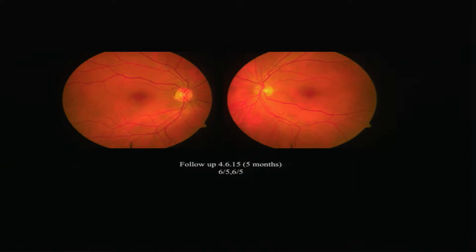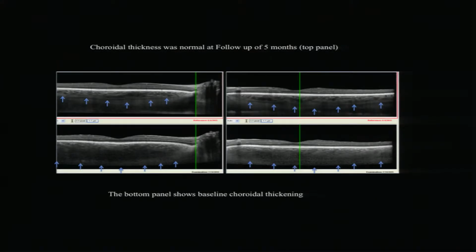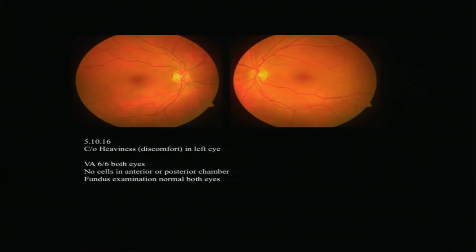So she kept on visiting us for regular follow-ups, and till June that year, that's 5 months of follow-up, she was fine with 6/5 vision in both the eyes. The fundus was normal and no clinical findings. So this was the OCT. You can see the EDI OCT at the follow-up, and you can compare with the bottom panels, which she had at the baseline, showing choroidal thickening.